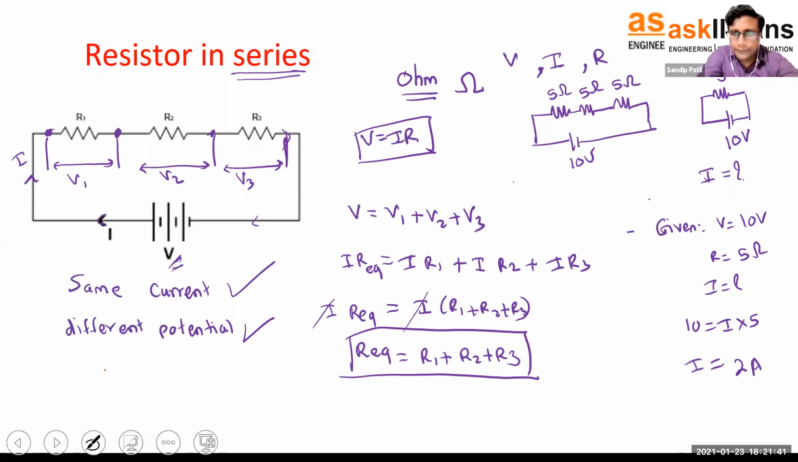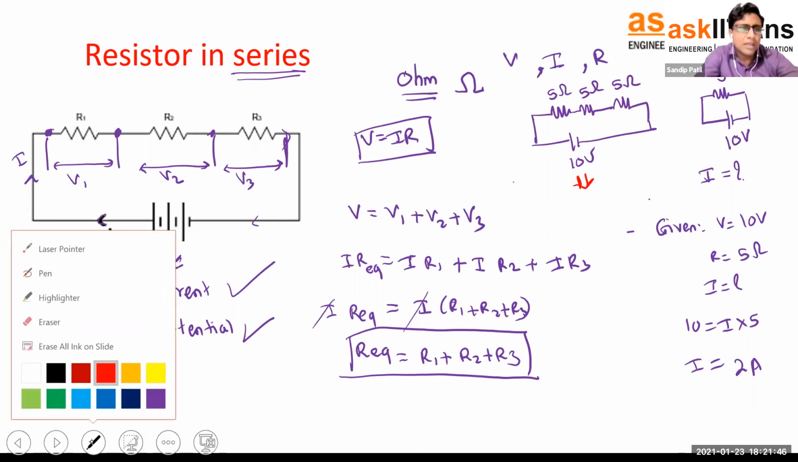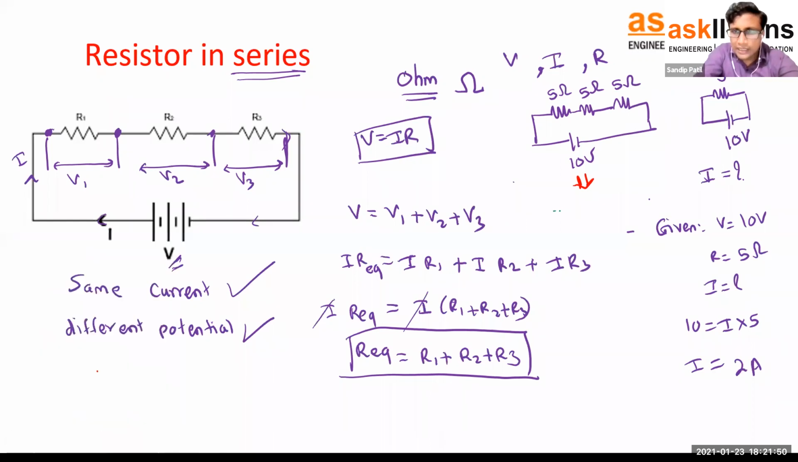Now we can consider, instead of these three resistances, let's assume that we are going to remove these three resistances and connect only one resistance here. What should be the value of that resistance? The formula is going to give us. Which is the formula? R equivalent is equal to R1 plus R2 plus R3. So 5 plus 5 plus 5, how much?